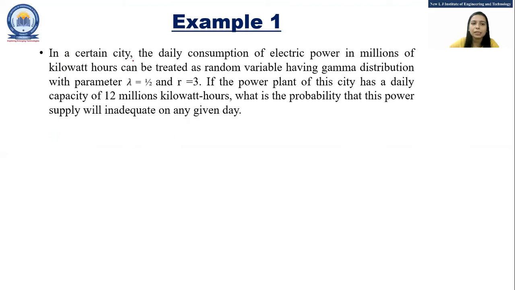It is given that in a certain city, the daily consumption of electric power in million kilowatt hours can be treated as a random variable having gamma distribution. So over here, the random variable x is the daily consumption of electric power in million kilowatt hours. Here the parameters are lambda equal to 1 by 2, and r equal to 3. If the power plant of this city has a daily capacity of 12 million kilowatt hours, what is the probability that this power supply will be inadequate on any given day?